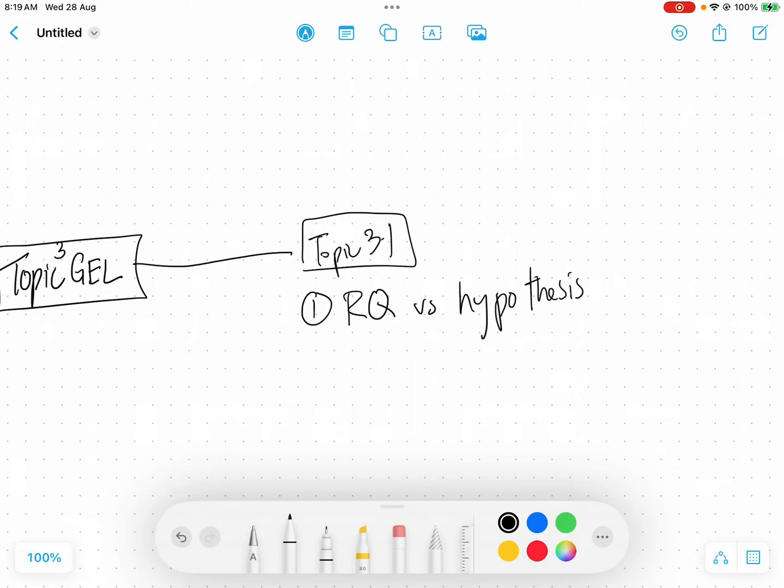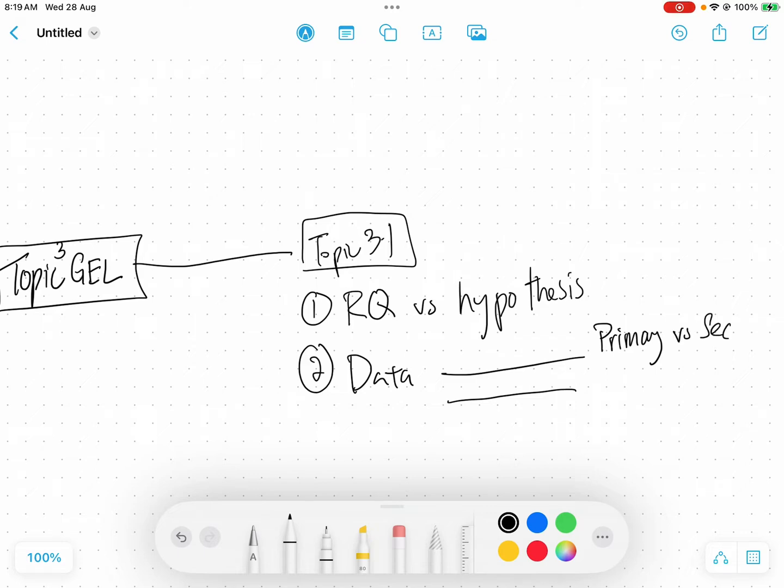Next, we're going to talk about data. There are actually two types of classification. The first type of classification is between primary versus secondary. Next will be quantitative versus qualitative. So these are how data can be classified.